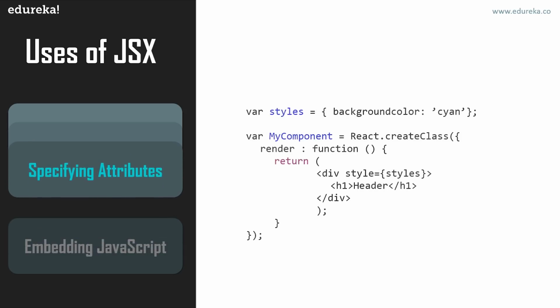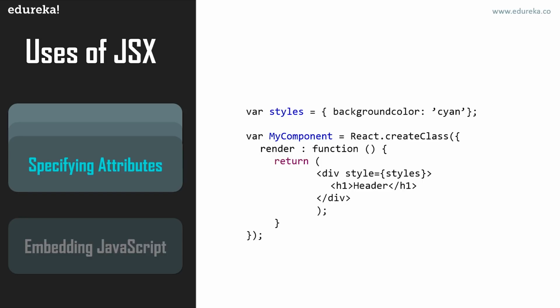Now specifying the attributes. Attributes are always specified in curly braces. Please remember that if you want to specify any attribute, you can put any valid JavaScript expression also, but that should be inside curly braces in JSX. For example, if I write 2 plus 2, that is static text in terms of JSX. But if I put it in curly braces, 2 plus 2, it will become 4.